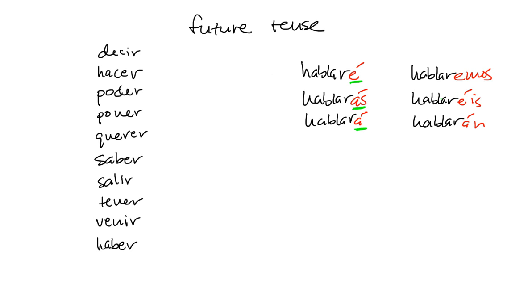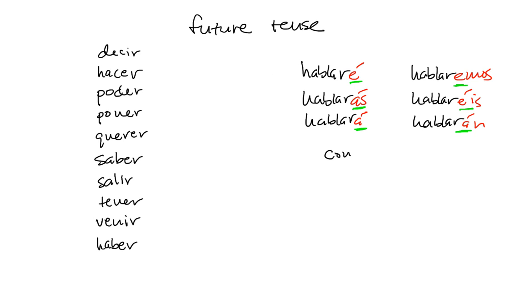The nosotros form is the only form that does not carry a written accent. The stress naturally falls here on the second to last, and that's where we want it. Hablaremos, hablaréis. Of course, that's a diphthong, one syllable. Hablarán. So, those are the standard endings for the future tense. Let's try another verb, another regular verb.